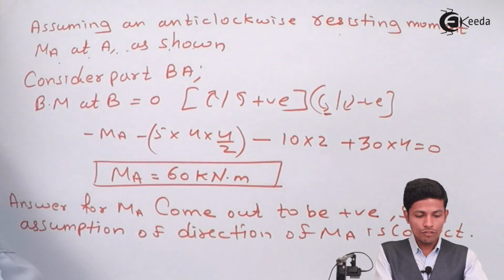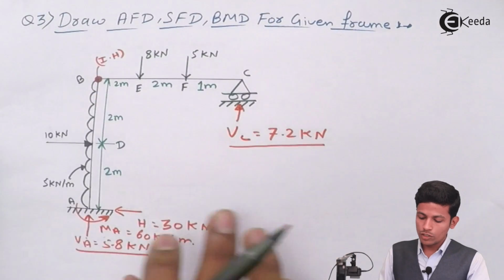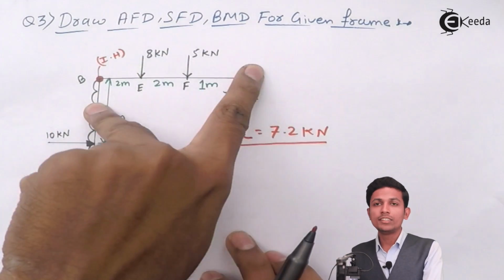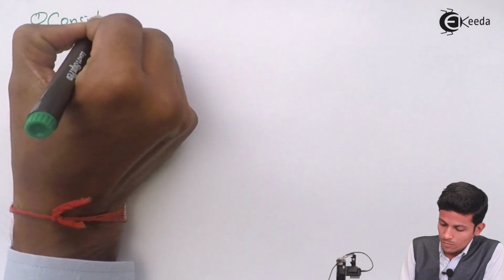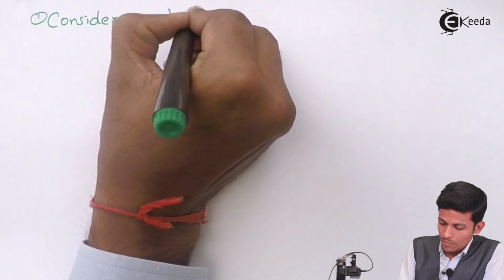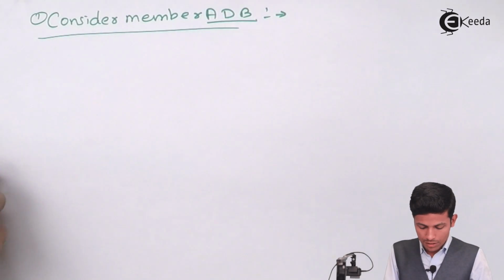Now we have to resolve the parts. Over here, now we have to resolve the part AB, then BC. Okay, let's see the first part. Now draw the diagram first.